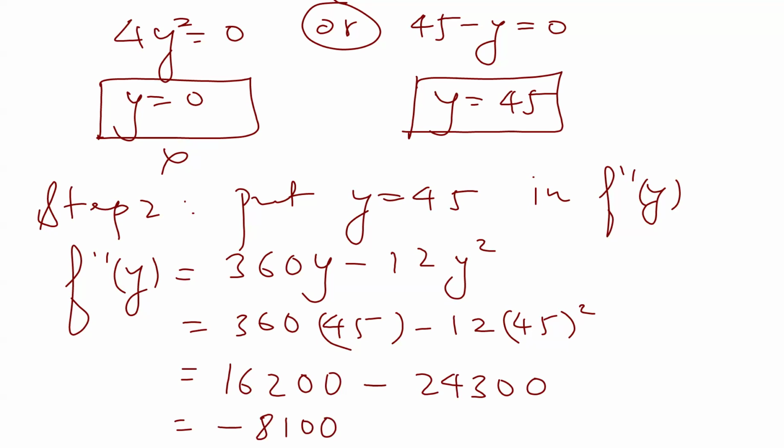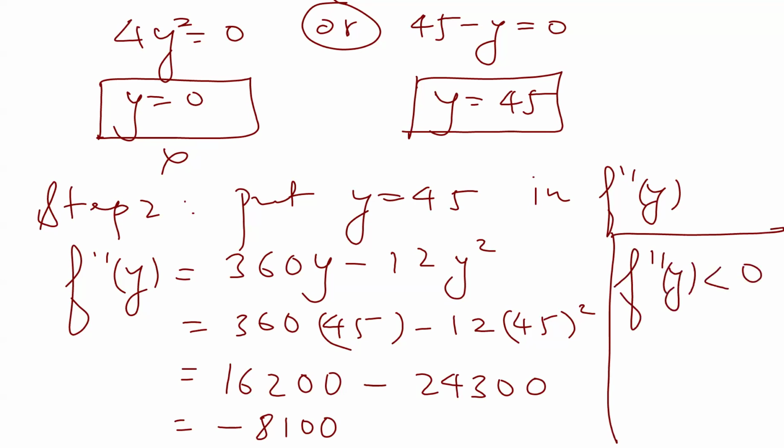Okay. So this is a negative value. F double dash y is negative. F double dash y is less than 0. What does it imply? Do we have a maximum or a minimum?